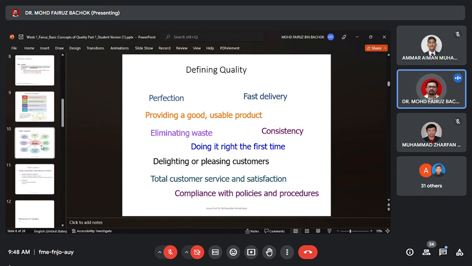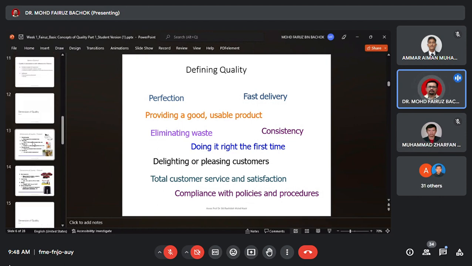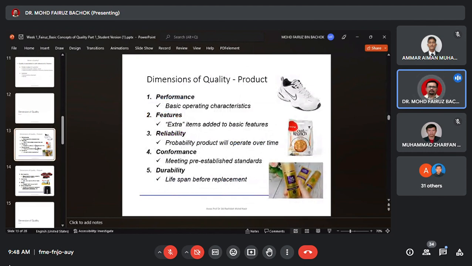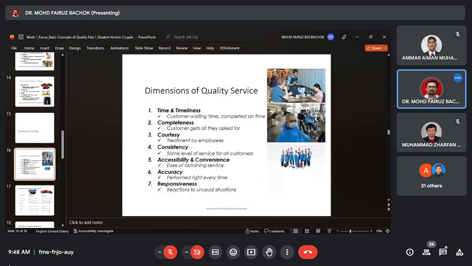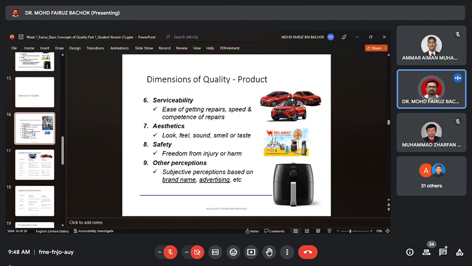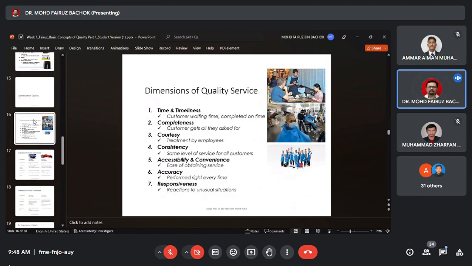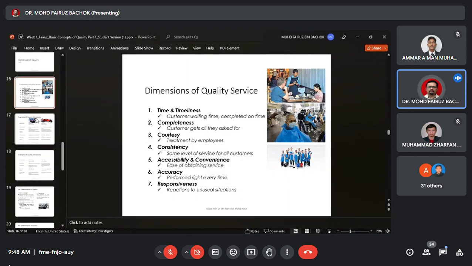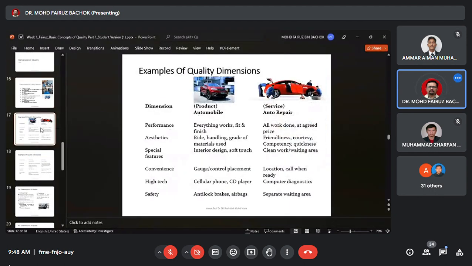And then there are different quality criteria for the product compared to the service. For the product, you can look at these 9 criteria to define the quality of the product, and these 7 criteria for the quality of service. This is a comparison: even for the same product, the classification is different using different criteria. For product it is different, for service it will also be different.